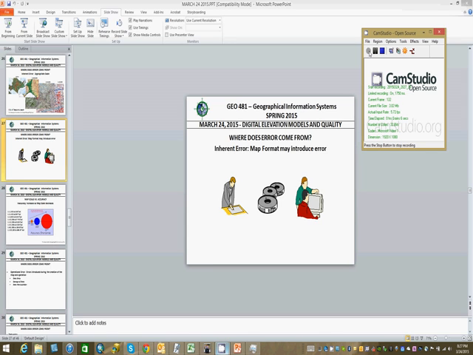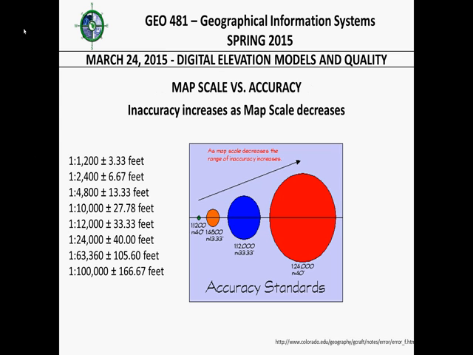So we talked about inherent error. We'll talk about operational error also in a second. But this slide actually goes to some other slides we discussed previously about the accuracy on a map versus the scale that it was digitized at. And so here are some national map accuracy standards. Proper digitizing procedures were followed.